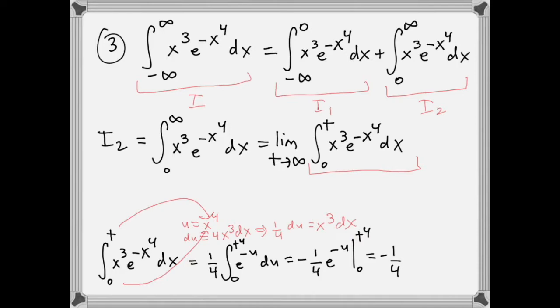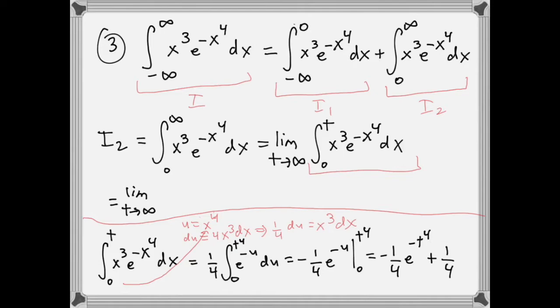times e to the negative t to the fourth, and then I'm going to end up with a plus just because I'm minusing a negative. And if I plug in e to the 0, I get 1, so I just get 1/4. Let me make a little more room here since that line kind of took away my space here, right? So I'm going to write the limit as t goes to infinity, and then I'm going to write in what I just wrote, which is negative 1/4 e to the negative t to the fourth, and then plus 1/4, right?